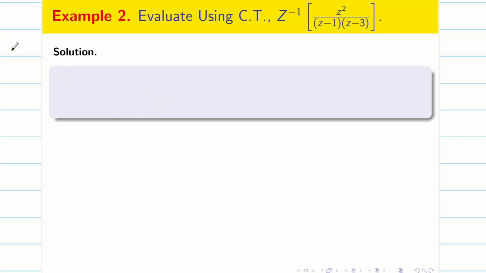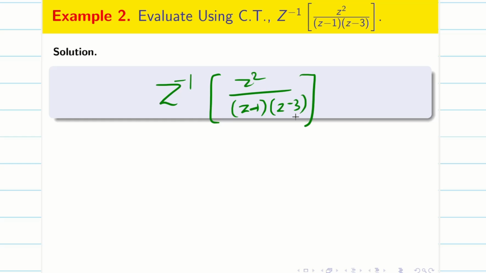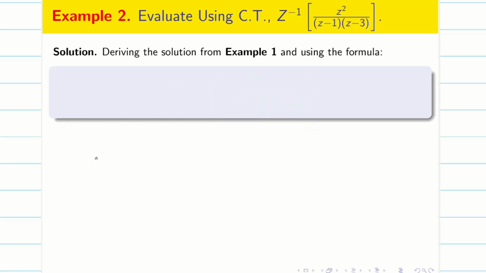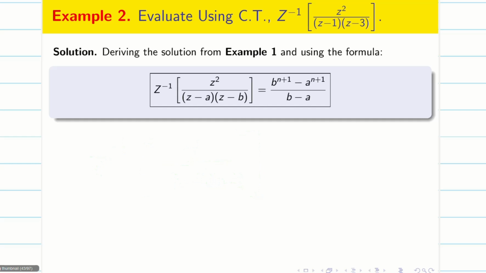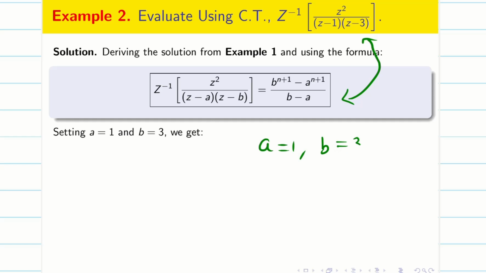Next, in exams, they will ask you to find z inverse of z square by z minus 1 into z minus 3. My kind suggestion is don't solve for numbers, we do errors. So just assume z inverse of z square divided by z minus a, z minus b. Once you assume this, then start deriving the answer and write like this finally. Now, go to the question. The given question is z inverse of z square divided by z minus 1, z minus 3. Comparing the question with my derived value, a equal to 1, b equal to 3.